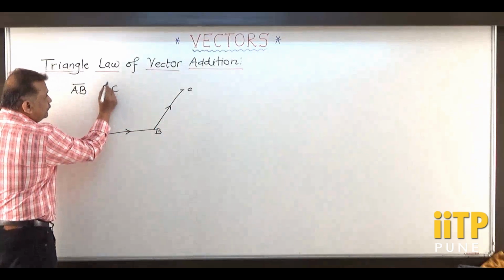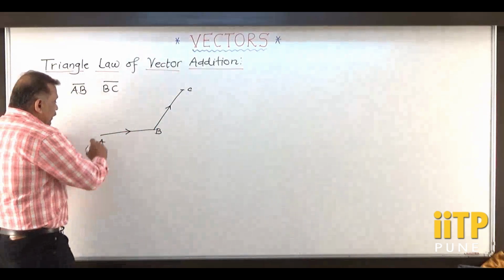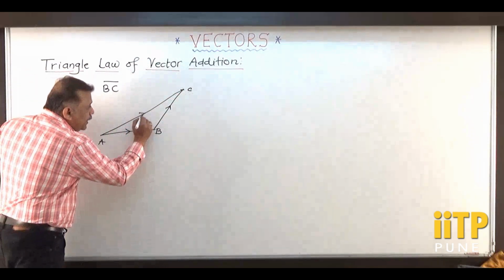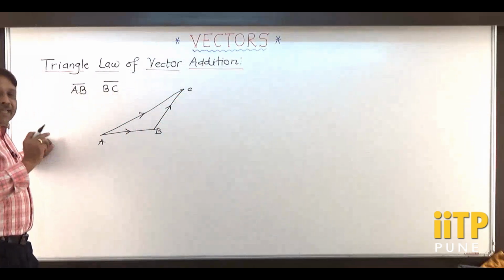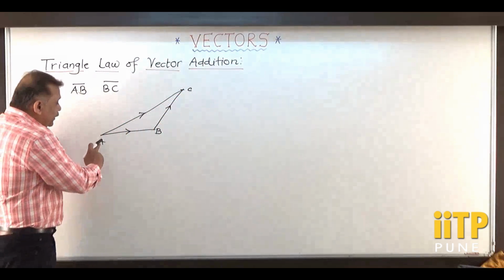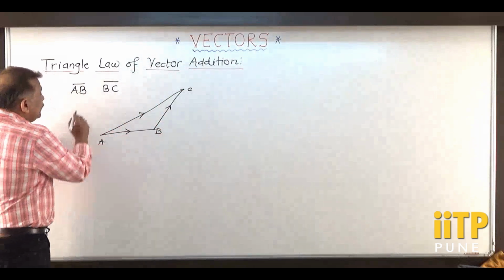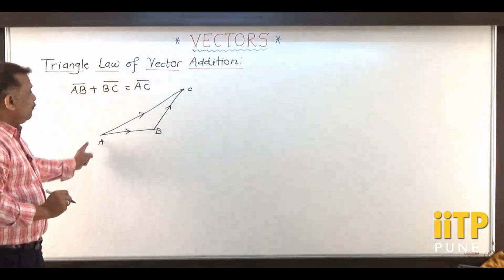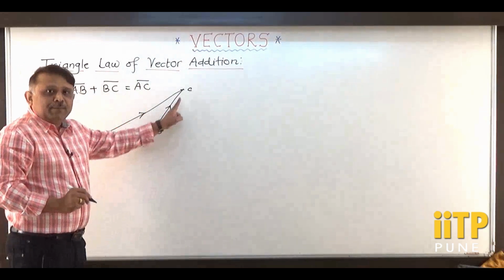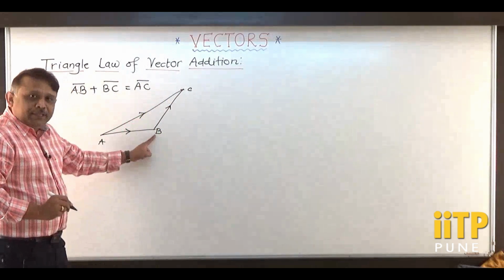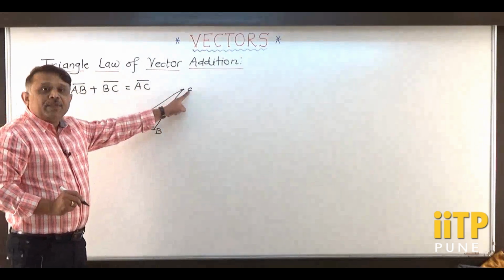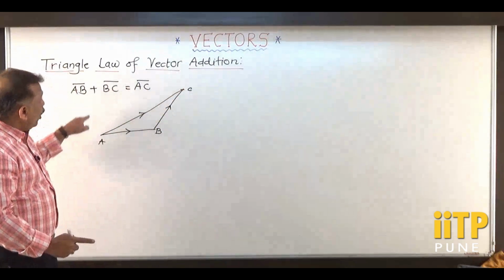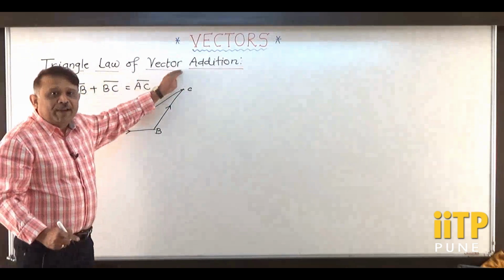But if you join this A with C, then this vector is nothing but the net displacement from the point A to the point C. So this must be the addition of the two. So AC bar can be defined as AB bar plus BC bar. A to B, this displacement, plus B to C, this displacement, is the net displacement A to C. So this law is called the triangle law of vector addition.